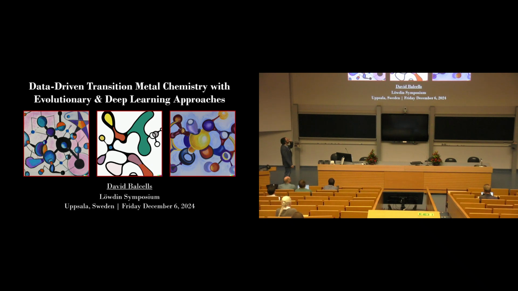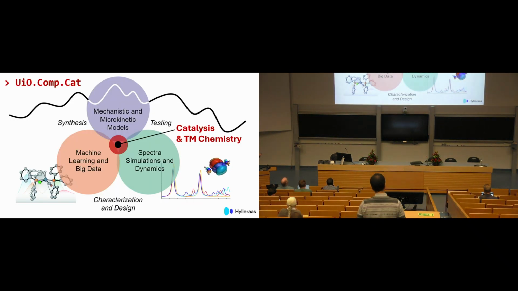So I'll be talking about data-driven transition metal chemistry with evolutionary and deep learning approaches. I'd like to start by introducing the group and giving the acknowledgements. We are the UIO Computational Catalysis Group, and we work on different topics, including mechanistic studies and microkinetic modeling. We also do simulation of spectra with relativistic effects and dynamics, and we're also doing work in machine learning. Our common interest is catalysis and transition metal chemistry.